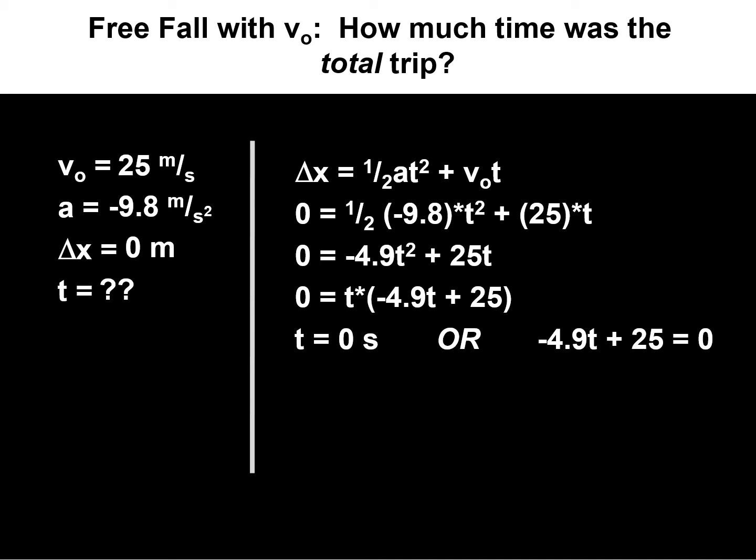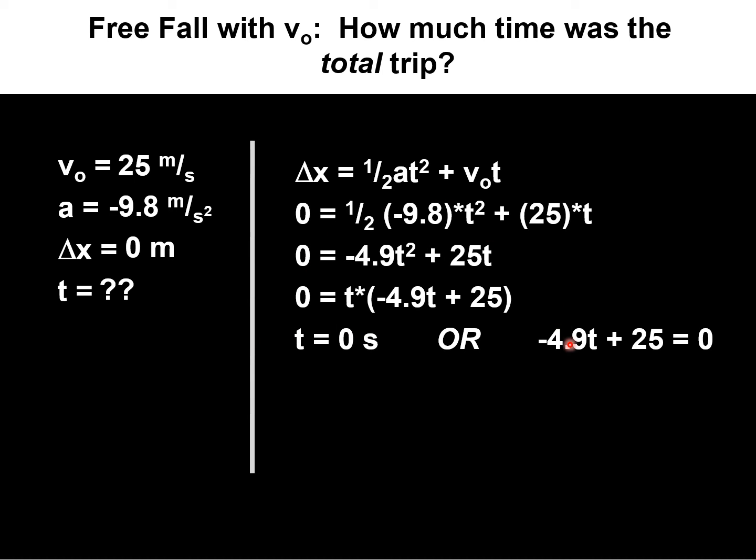T is going to be equal to 0 seconds. Now, does that actually mean anything? T equals 0 seconds. Well, at 0 seconds, was the initial velocity 25 meters per second? At the beginning? Yeah. Was the acceleration negative 9.8 meters per second squared? Of course it was. Displacement at the beginning, was it 0 meters? Yes, it was. So we get that time equals 0 seconds, but that's not the time we're concerned about.